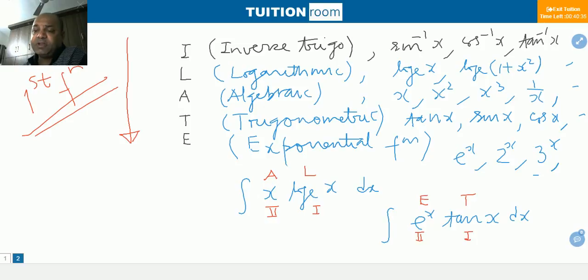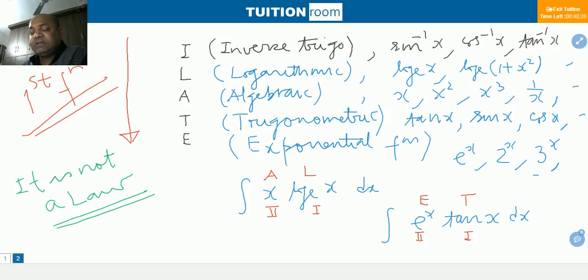And this rule is made on the basis of practice during the solution of integration problems. So generally this rule works, but sometimes we have to follow some method against this rule. But the majority of the problems will be solved. Okay. So this is very important.